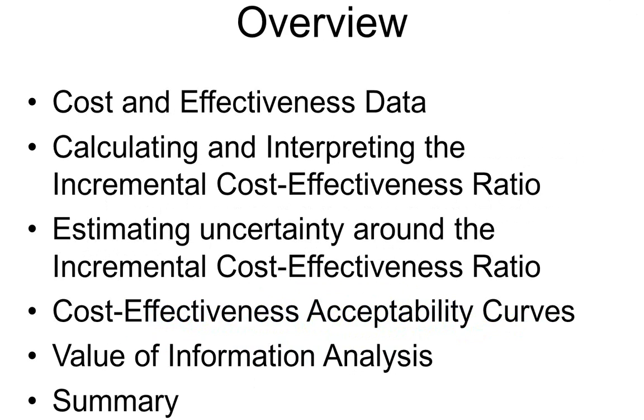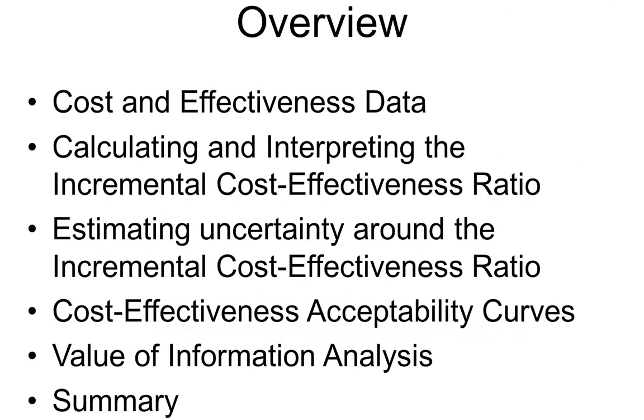So here's what I'm going to talk about. I'm going to talk about how cost and effectiveness data might be structured and how we might actually get such data. I'm then going to talk about calculating and interpreting the incremental cost effectiveness ratio. I know when Rita talked about that a little bit, I'm going to review a little of what she did and then go a bit further. Then I'm going to talk about how we try to estimate uncertainty around that incremental cost effectiveness ratio, which is somewhat tricky to do.